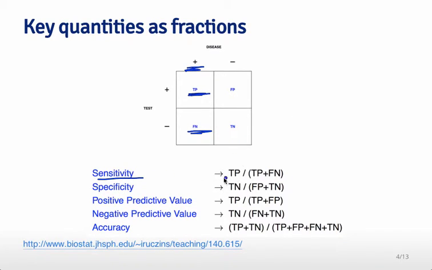You can similarly make the same sort of fractions for the specificity, the positive predictive value, the negative predictive value, and so forth. When looking at the positive predictive value, in this case, it's the true positives divided by the true positives plus the false positives, because we're looking at only the positive tests, and we ask what fraction of the positive tests we got right. The true positives were the ones that we got right, and the true positives plus the false positives is the total of the positive tests.